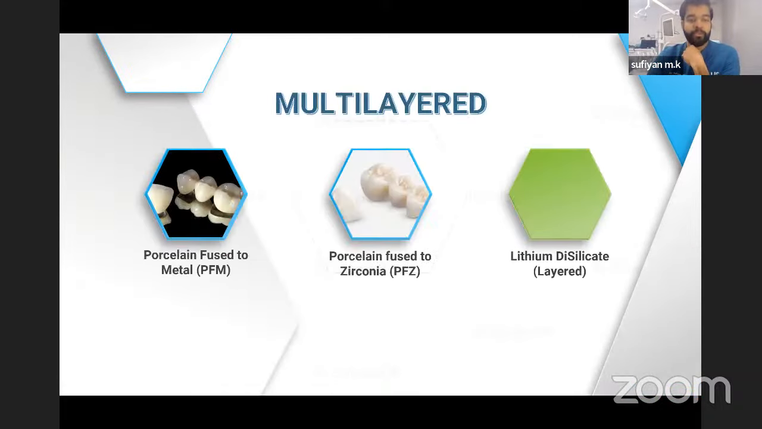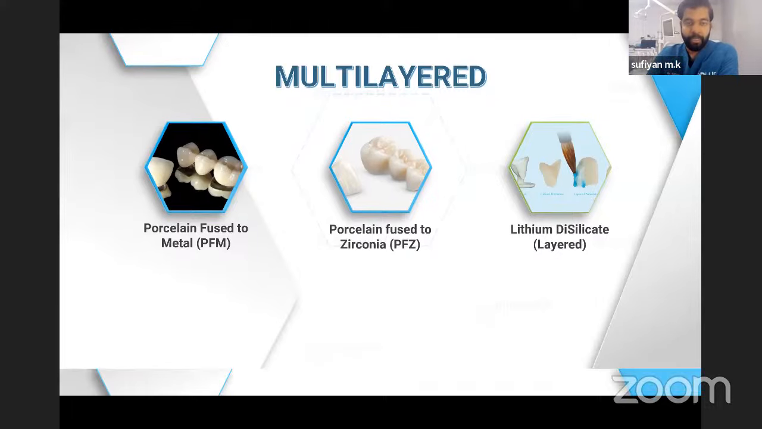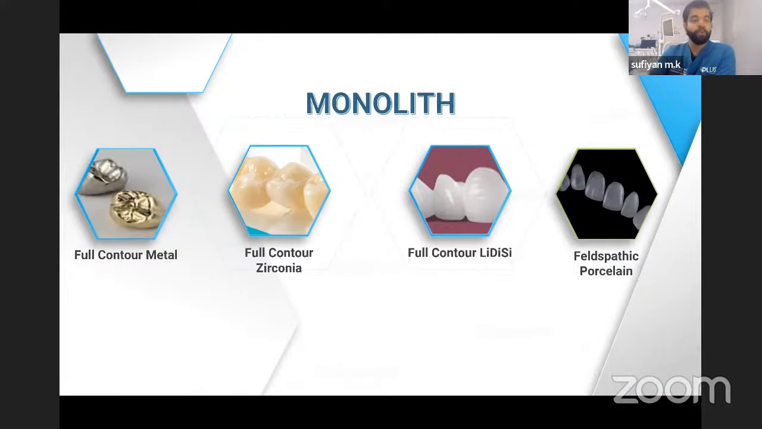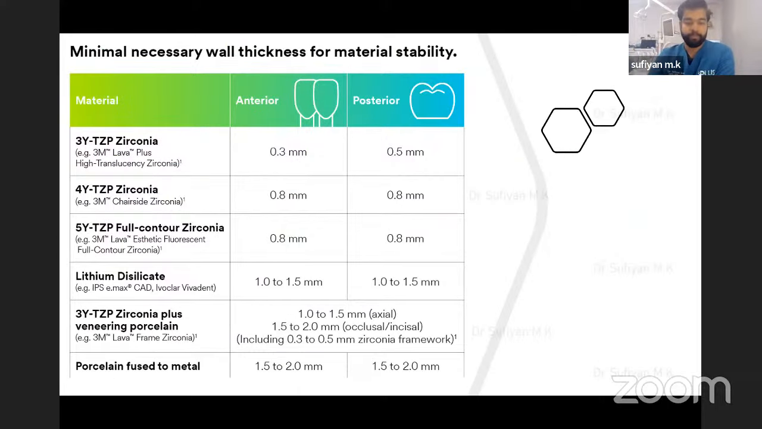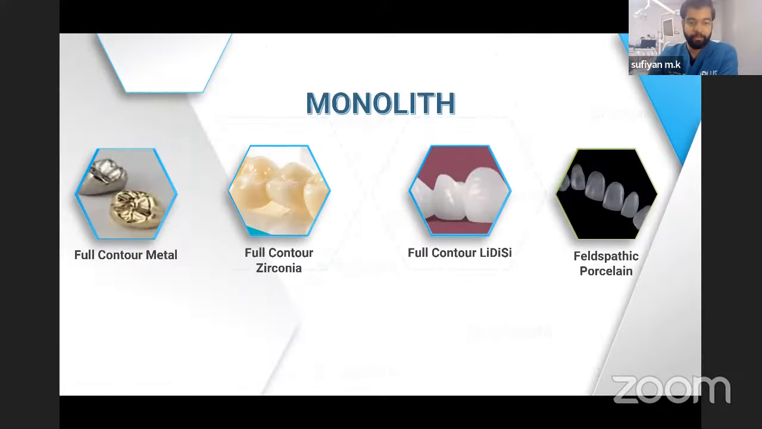So what are the multi-layered kinds of restoration? That is PFM restoration. Porcelain fused to zirconia is multi-layered. Lithium disilicate with a core and a layer is a multi-layered restoration. And monolith restorations are full metal crowns, full zirconia crowns, monolith ceramic crowns or veneers, and feldspathic crowns, right? So these are the monolith and multi-layered. A multi-layered crown will need more clearance compared to a monolith crown.